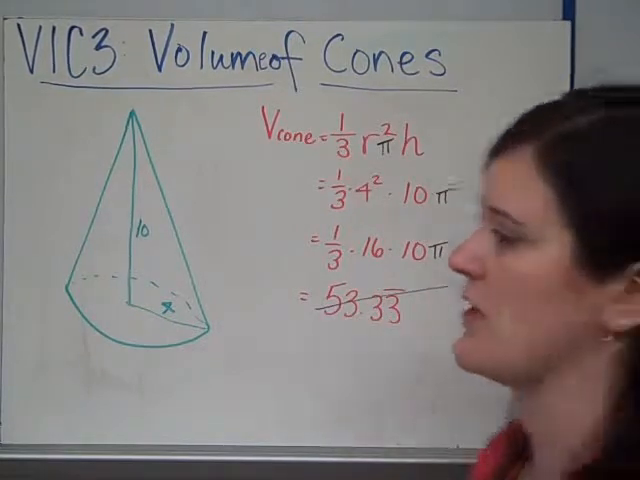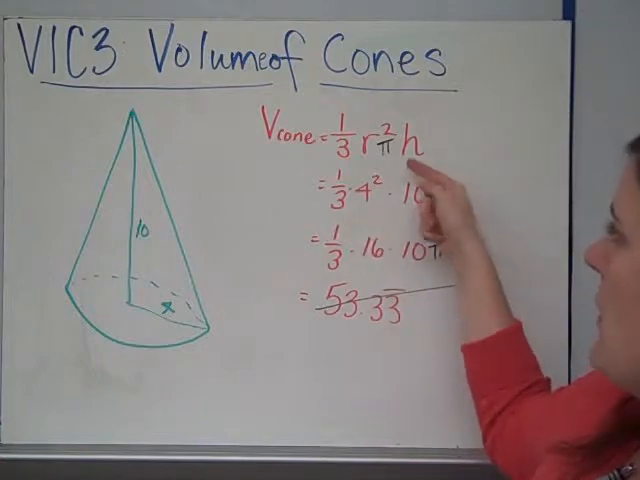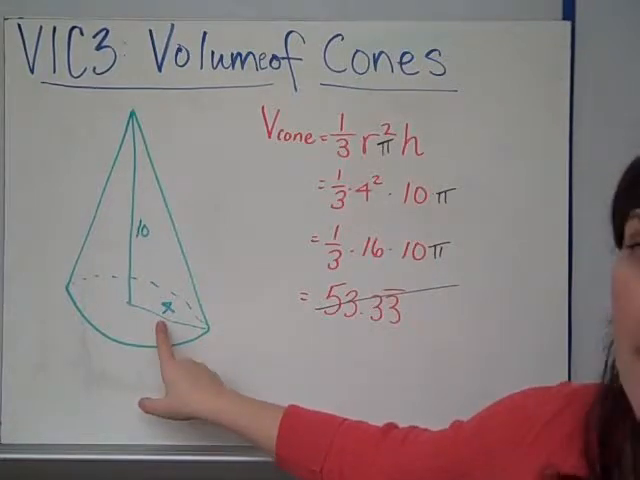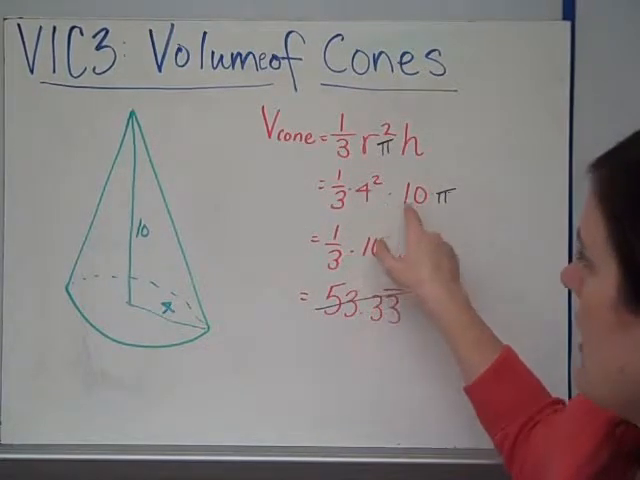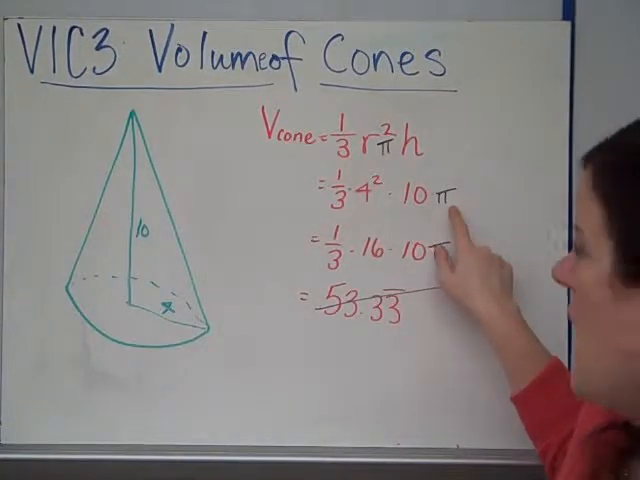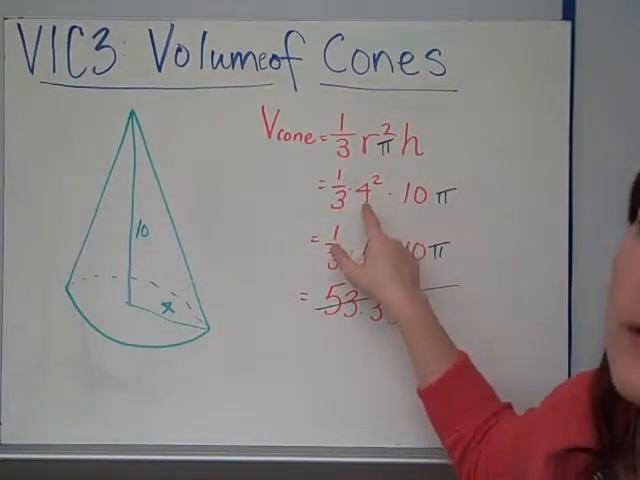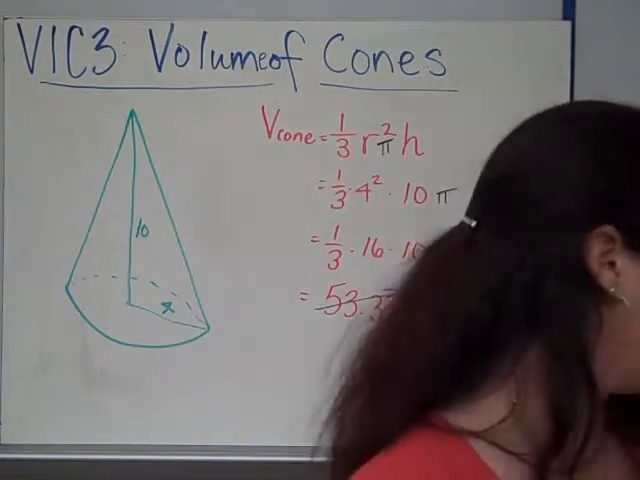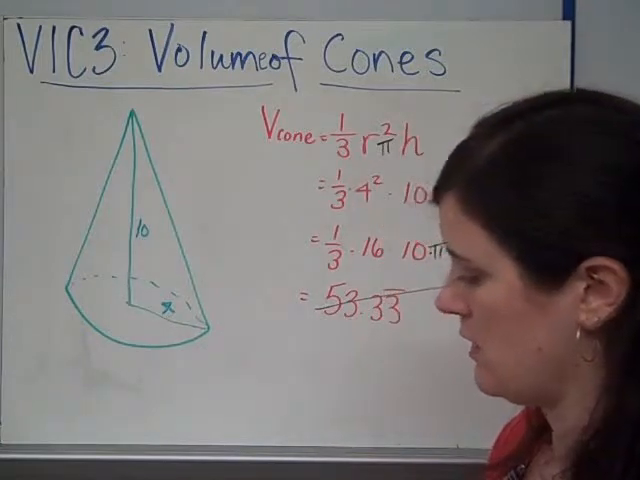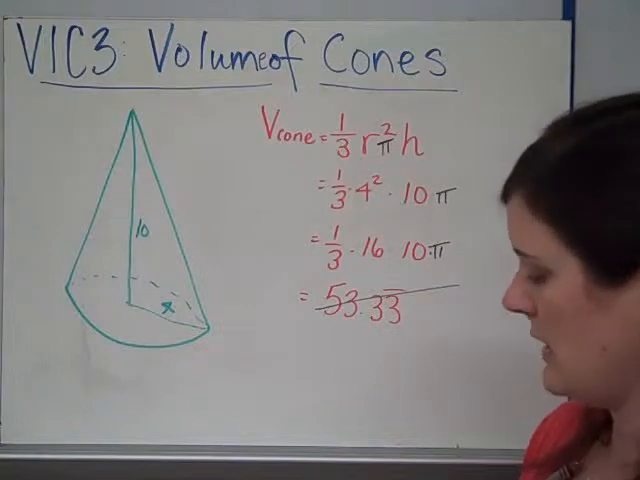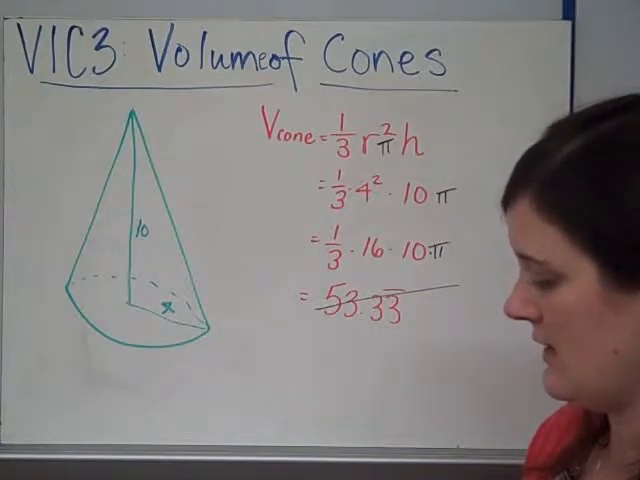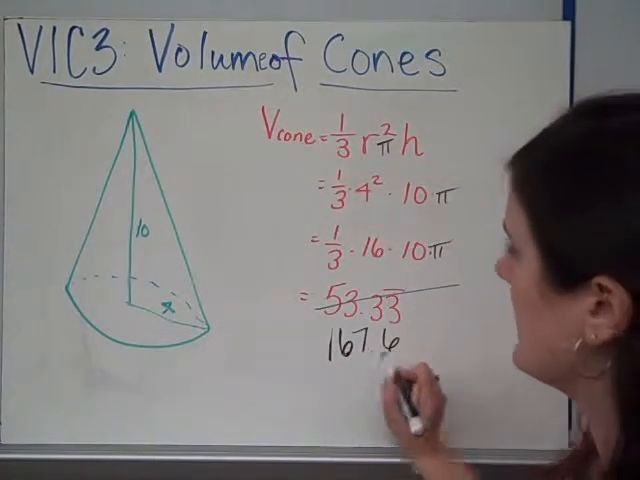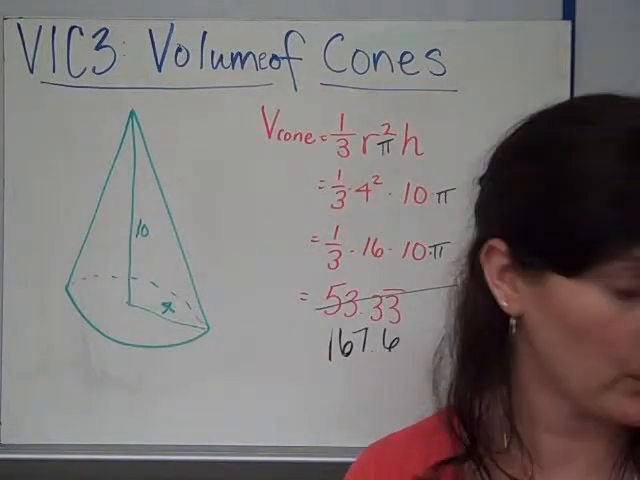I'll double check that calculation. So, fill in your equation, 1/3 radius squared times pi times height. So we've got 1/3, 4 is your radius squared, times the height is 10, times pi. 1/3 times 16, because 4 squared is 16, times 10 times pi. And then let's multiply that out. We've got 1 divided by 3 times 16 times 10 times pi, and that equals 167.6. So that is the volume of this cone.